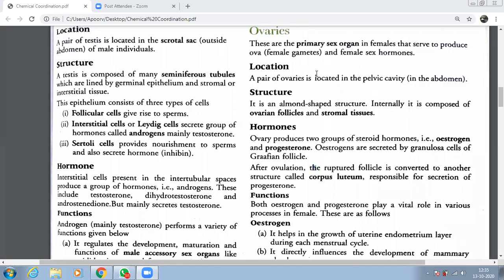Sometimes it is considered to be a steroid hormone. Some people consider it is not a steroid hormone. So there are still a lot of controversies related to this hormone.